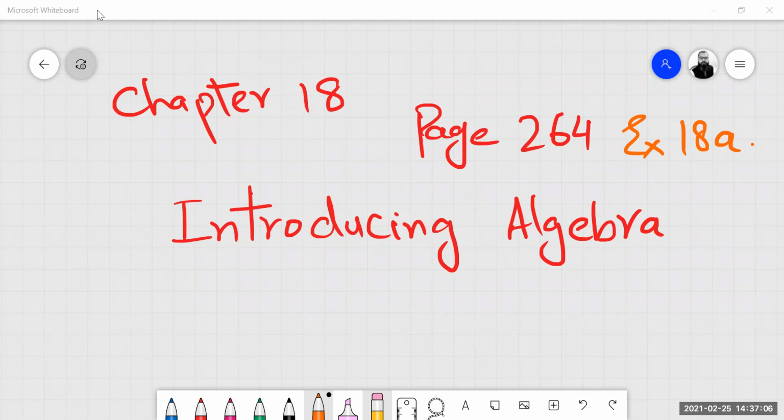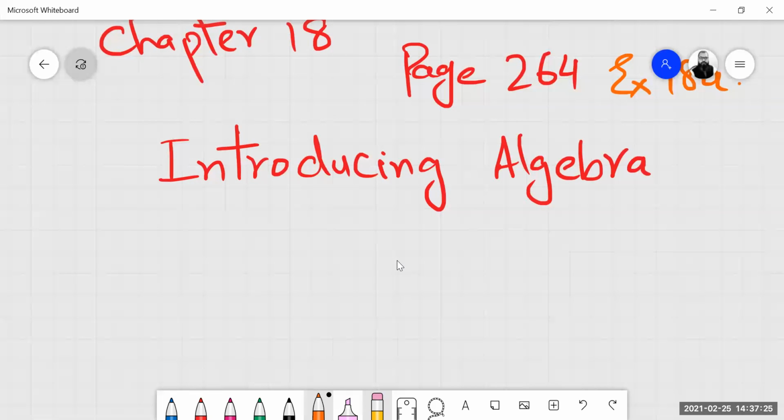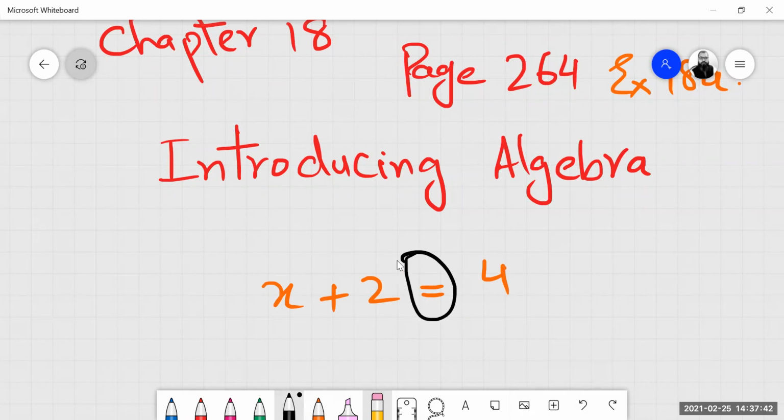Exercise 18A. This is about the idea of the equation. The first thing is equation. What is an equation? When two values are joined together with the equal sign, like this, this is called an equation.